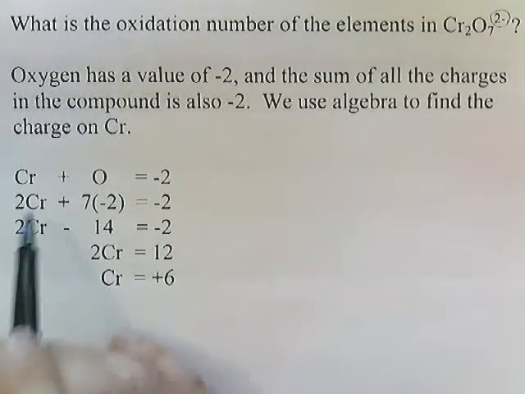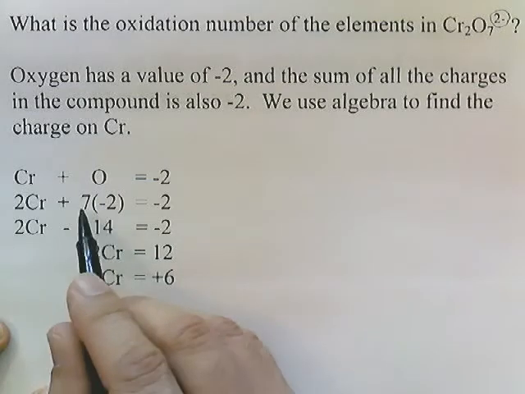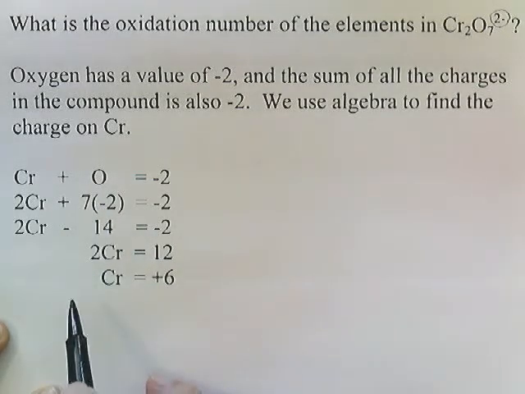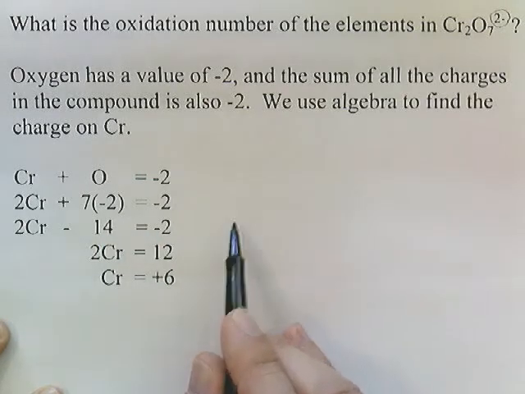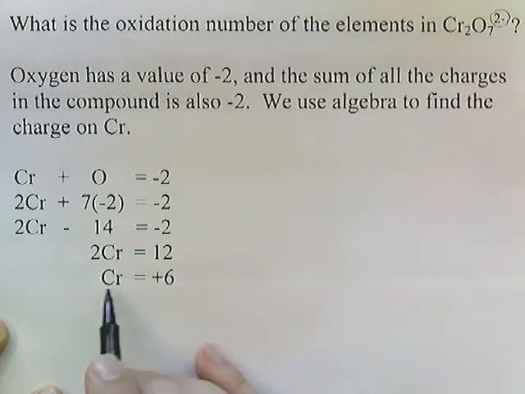So we're just going to solve for Cr then. So 2Cr, 7 times 2 is 14. And since it's a negative number, it'll be -14 equals -2. If I add 14 to each side, you'll get 2Cr equals 12. And then for Cr, divide both sides by 2, and the charge on chromium is +6.